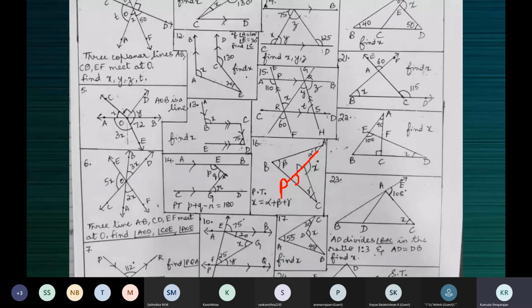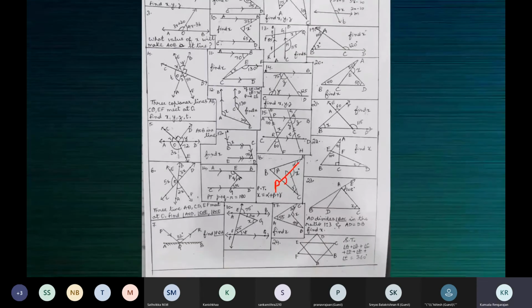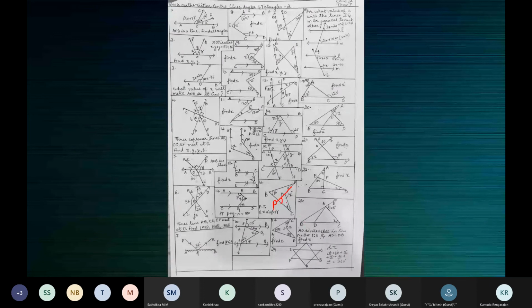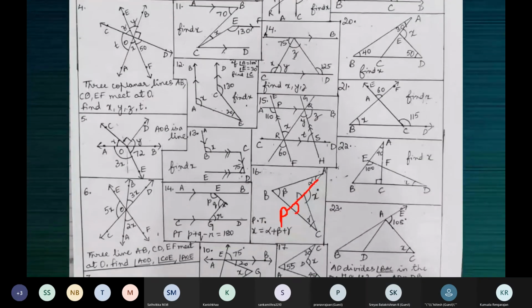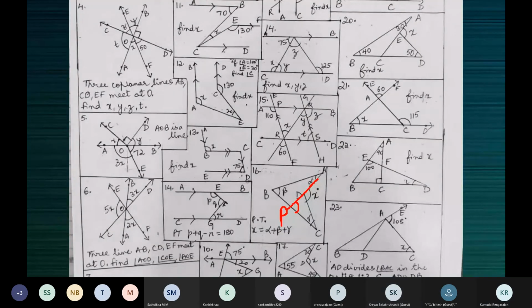In triangle ABP. Are we all writing? Yes, ma'am. Okay. Which triangle did I mention? In triangle ABP. In this triangle ABP.